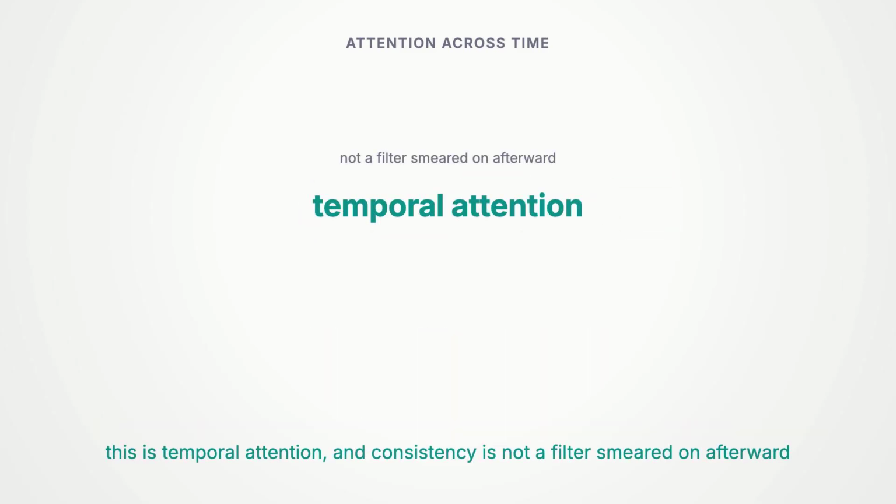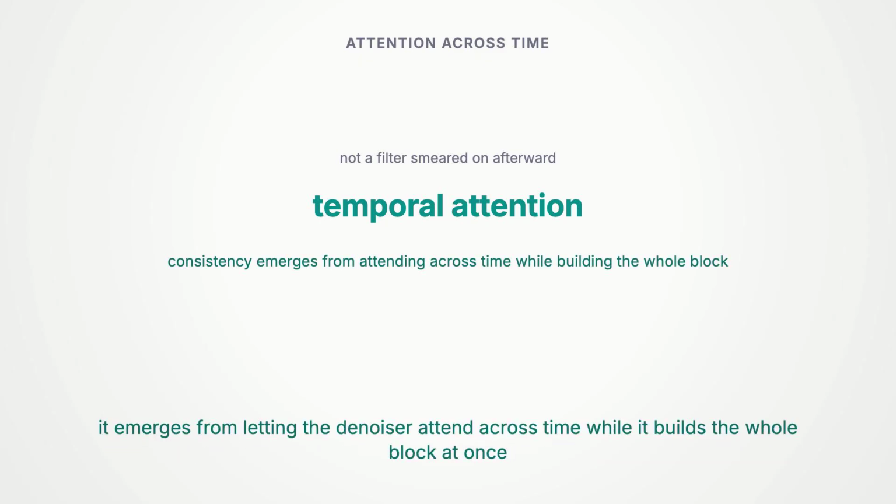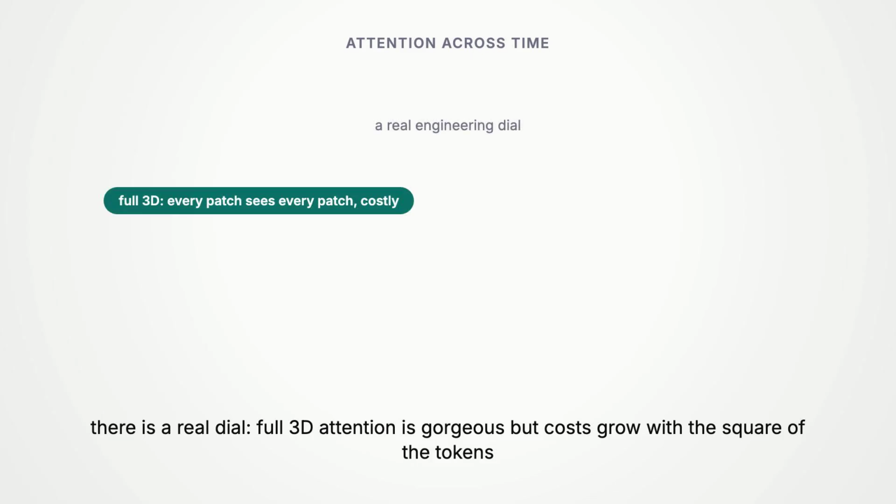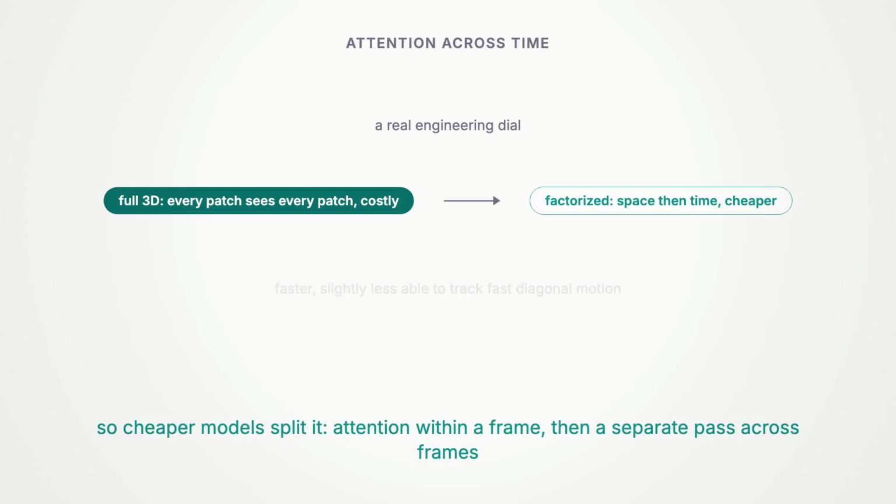This is temporal attention, and consistency is not a filter smeared on afterward. It is not motion smoothing. It emerges from letting the denoiser attend across time while it builds the whole block at once. There is a real engineering dial here, by the way. In the most thorough version, every patch in space and time attends to every other one. Gorgeous and brutally expensive because cost grows with the square of the token count. So cheaper models often split the work, attention within a frame, then a separate pass of attention across frames. Faster, slightly less able to track fast diagonal motion.